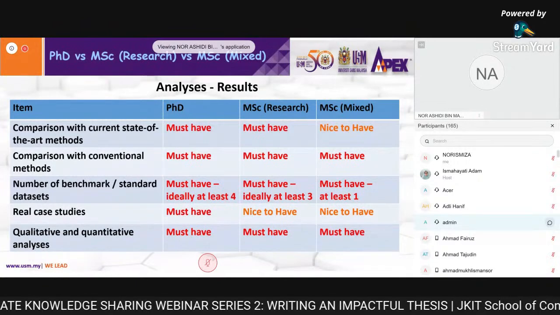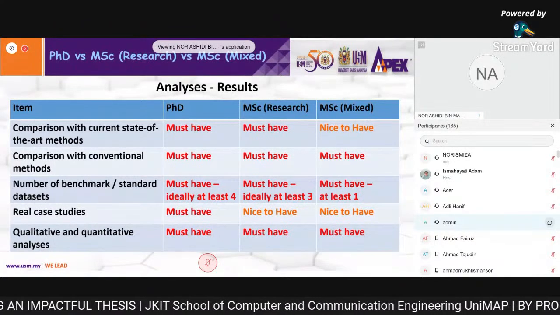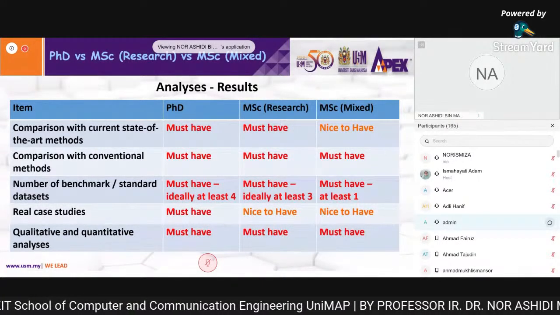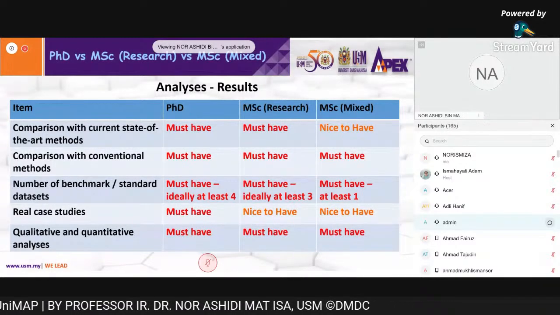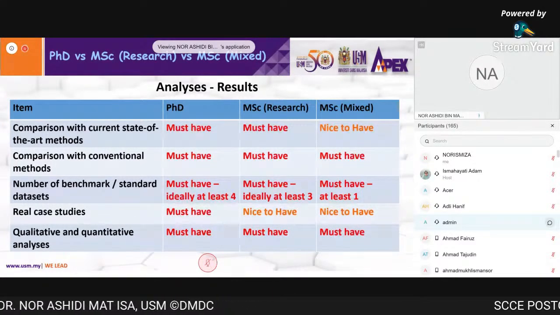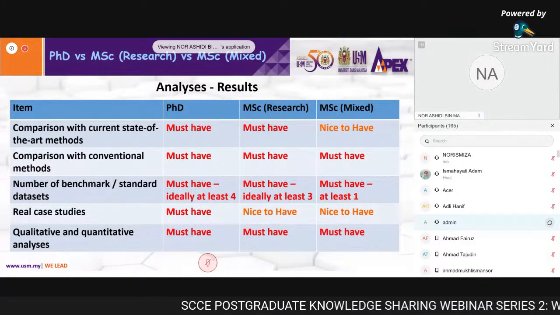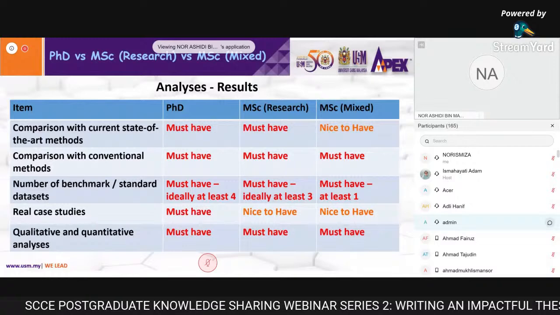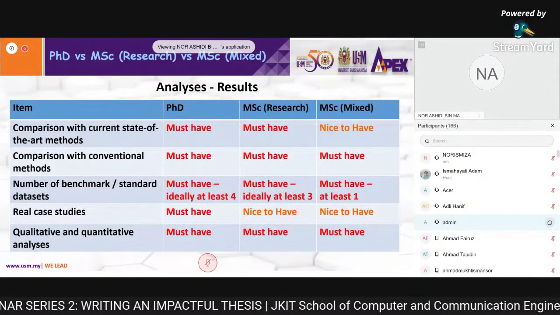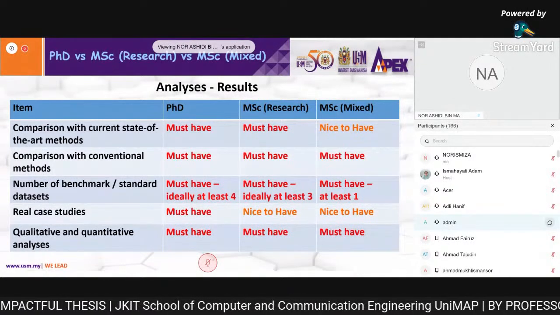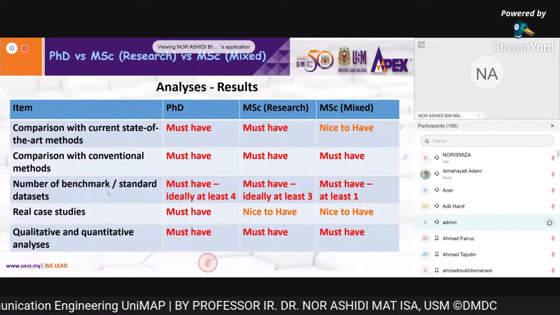So they must be in the same family, they must be the best ones, and they must be the latest ones, to make sure that your technique is not outdated. So it is still valuable currently, otherwise it is obsolete. You must make sure your contribution can be appreciated by the outside world. Now, the number of benchmarks or standard data sets.